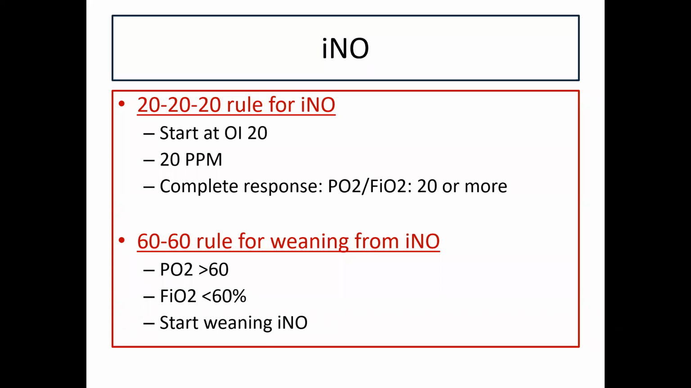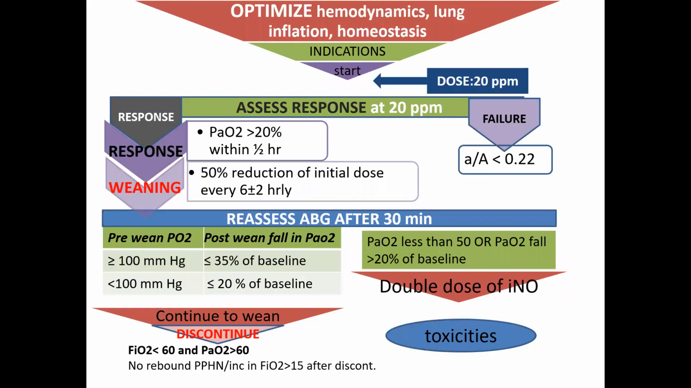and there is a rule for weaning NO as well, which is the 60-60 rule. So while weaning, you start weaning the FiO2 first in steps of maybe 5% every few minutes. And once you reach a FiO2 of less than 60% consistently with a PaO2 of more than 60 mm of mercury, you can think of weaning nitric oxide. So once you begin iNO, typically at the dose of 20 ppm, you reassess an ABG typically after 30 minutes. And if the PaO2 has gone up by more than 20% or the oxygenation index has come down by more than 20%, this calls for a 50% reduction in the initial dose.